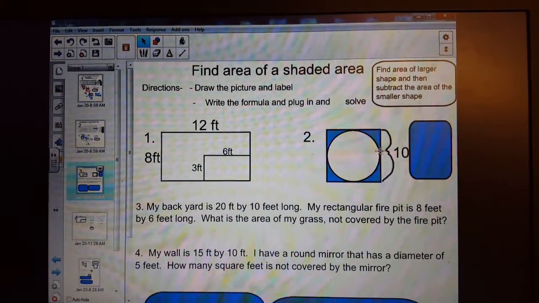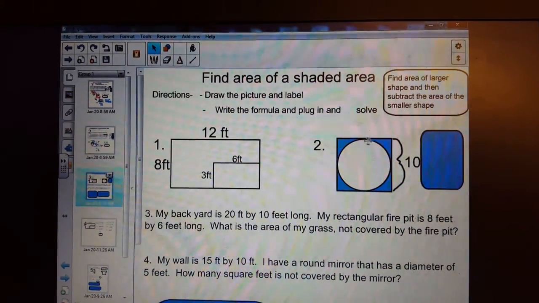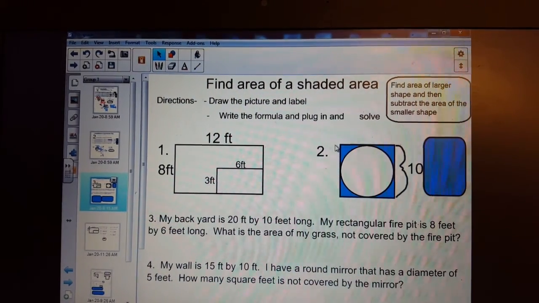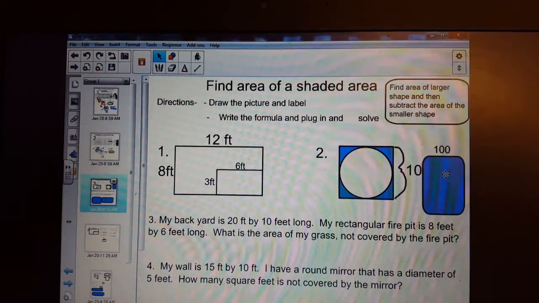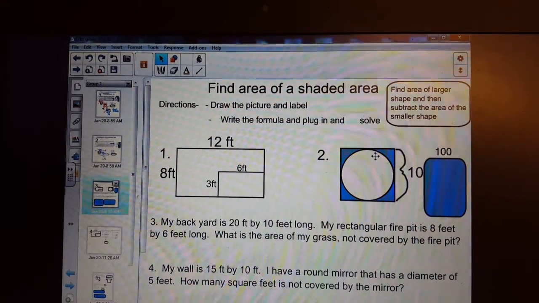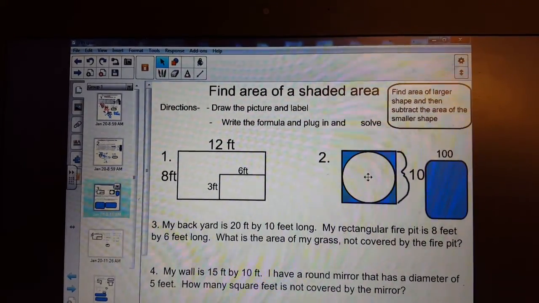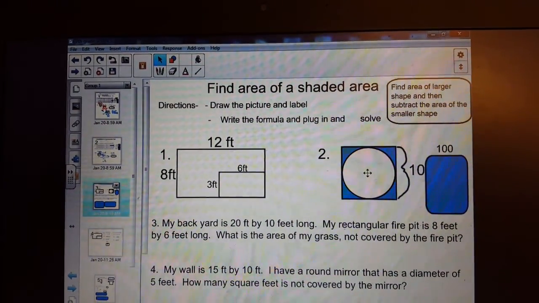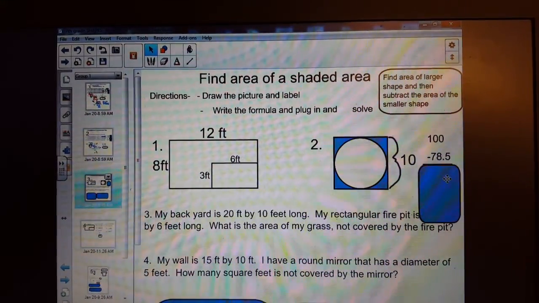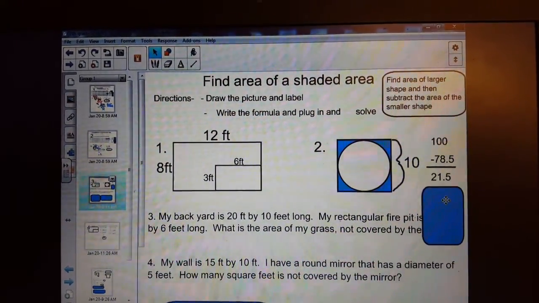If we go back to this question, number 2, okay, you have a circle within a square. So find the area of the square. To find the area of a square, it's still length times width. So it's 10 times 10, which is 100. To find the area of a circle, it's pi r squared. If this 10 represents the diameter, the radius would be 5. 5 times 5 is 25. 25 times 3.14 is 78.5. Subtract the 2, and you're left with 21.5.